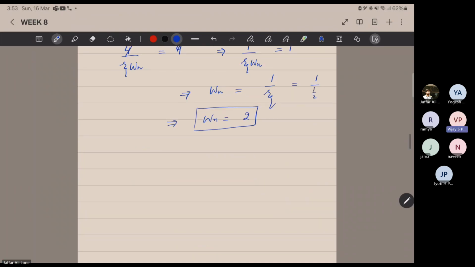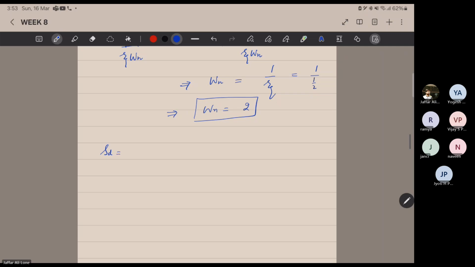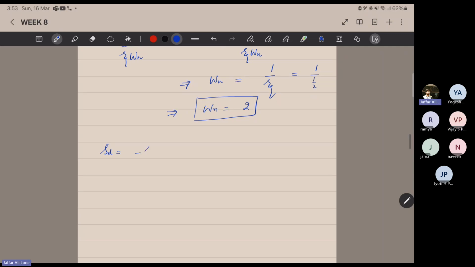Sir, dominant pole is -1 plus minus j 1.73. Yes. So let's write the dominant poles. Dominant poles are given by this formula, which you should remember: minus zeta omega n plus minus j omega n under root of 1 minus zeta square. When you put in the values, your dominant poles will be -1 plus minus j root 3. Is this the same as what you were getting?